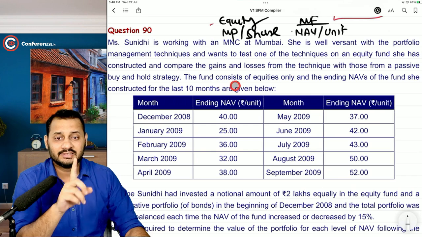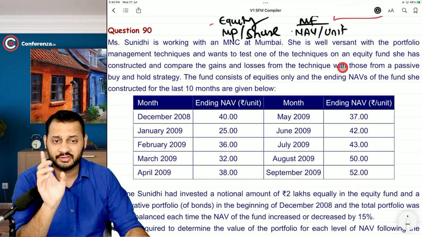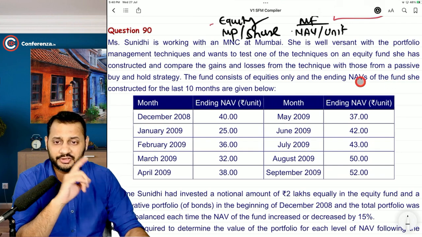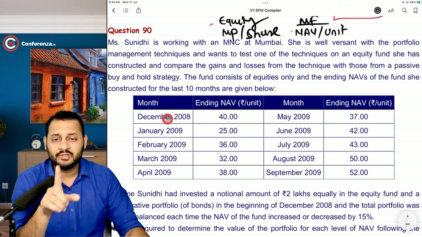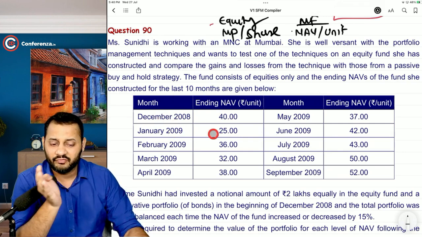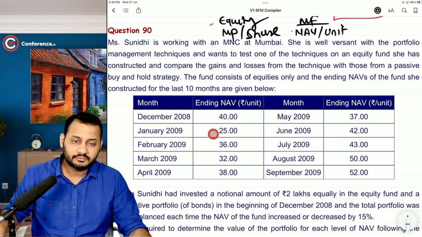The fund consists of equities only. The equity fund in which she has invested, it consists of equity, and the ending NAV means the ending market price of that fund per share she constructed for the last 10 months are as given below. On December 2008, the price was 40, January 9 price was 25. So every month end's price is given to you in this question. Okay?